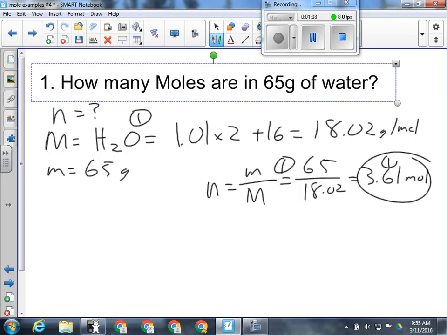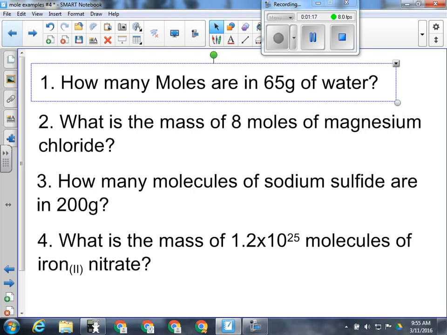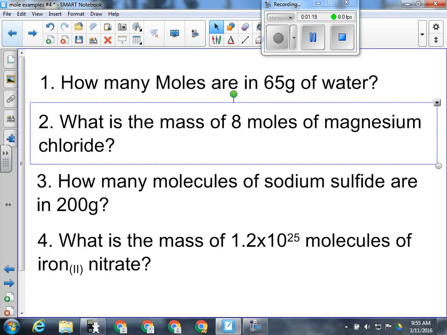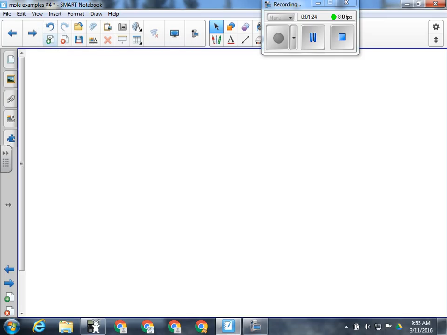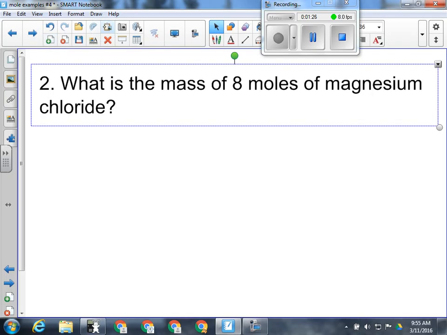Questions on that one? How many people have done number 2? Let's go over that one too then. For number 2, we're looking for the mass of something, so little m is the question mark. They tell us the number of moles, 8 moles, and it's magnesium chloride.